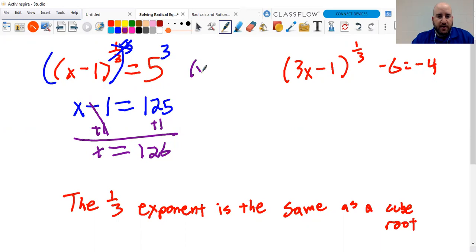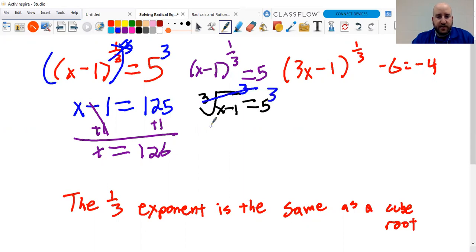If you're starting with x minus 1 to the 1/3 power equals 5, you could change this, use a different color, to cube root of x minus 1 equals 5. Still cube both sides, that cancels. X minus 1 equals 125. Add 1 to both sides and get 126. So it's the same thing. If you need to get rid of that 1/3 exponent and change it to a cube root, you can.